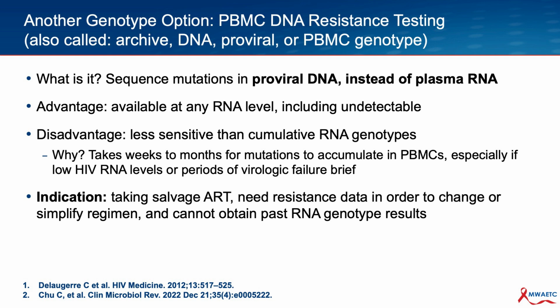It's a very sophisticated paper that goes through all the data. But basically what's been found is that it takes weeks to months for mutations to accumulate in PBMCs at levels that are detected. So basically the mutations appear in RNA and then there's a long delay before they appear in the integrated proviral DNA and can be detected by this resistance test.